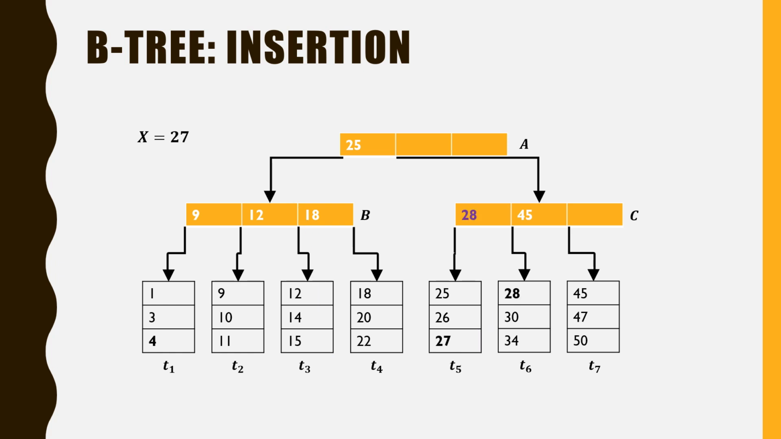After pushing 28 to T6, both leaf nodes T5 and T6 now contain 3 data elements each, satisfying the B-tree property. Note that the minimum element stored in T6 now becomes 28. Therefore, we need to update the corresponding key in its parent node B accordingly, as highlighted by purple in the figure. At this point, the insertion is complete.